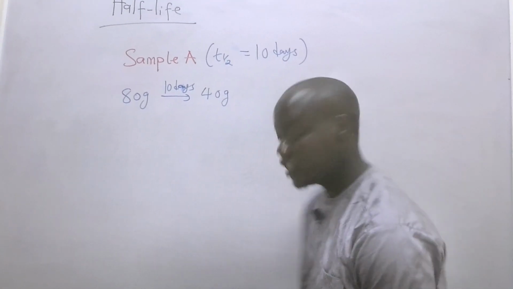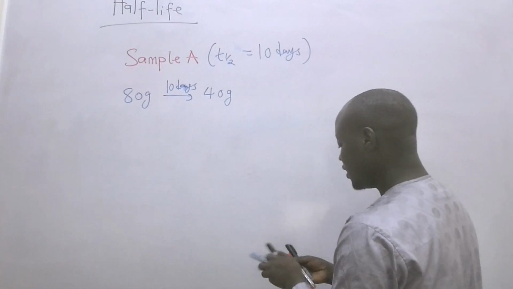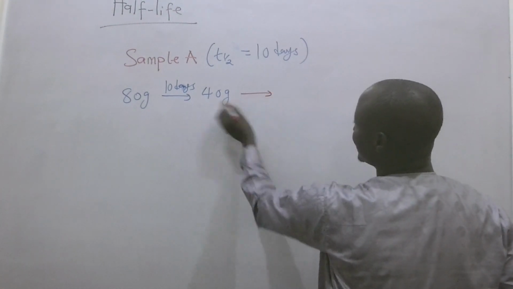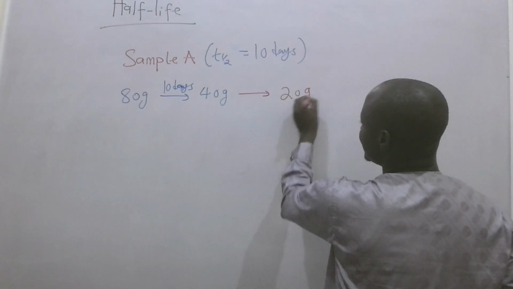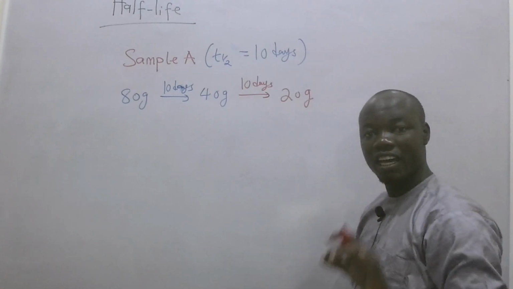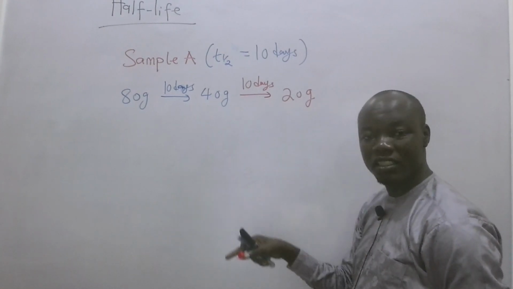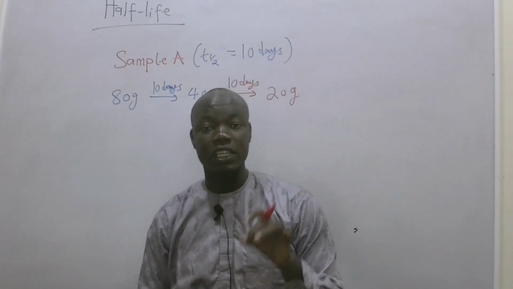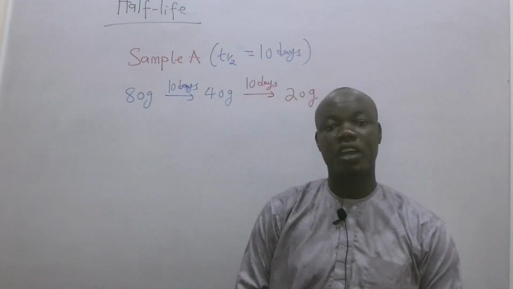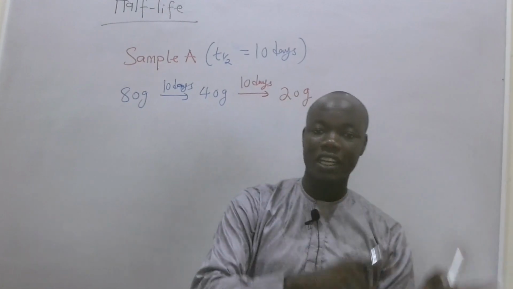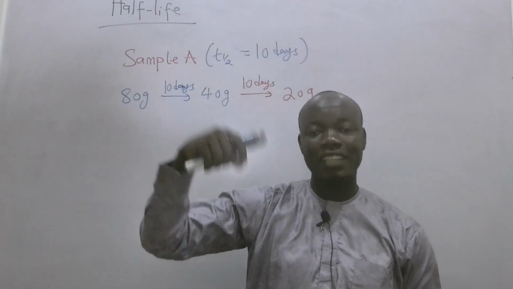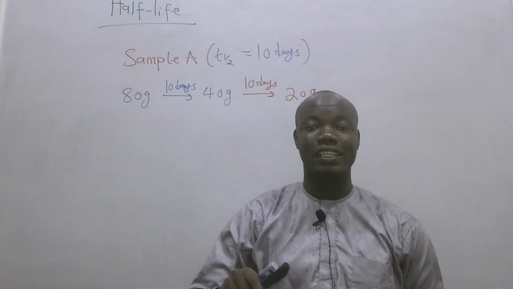And after an additional 10 days, this 40 gram will also decay to another 20 gram. So after every 10 days, the mass of this sample A will decay to half of its original mass. And that is why initially we have 80 gram of sample A, and after 10 days it decays to 40 gram, and after an additional 10 days it decays to 20 gram.